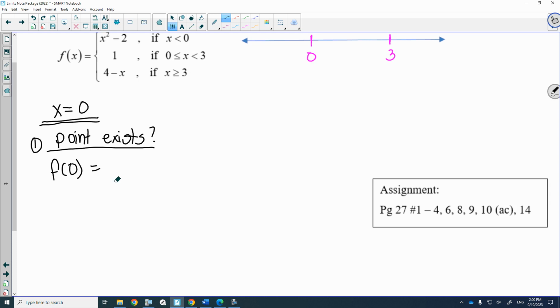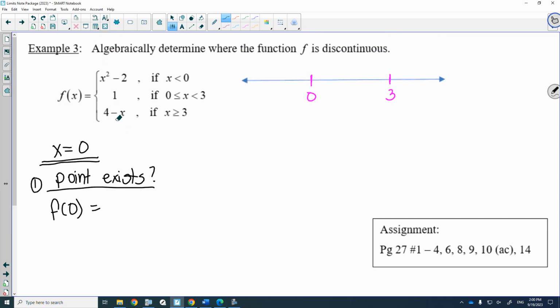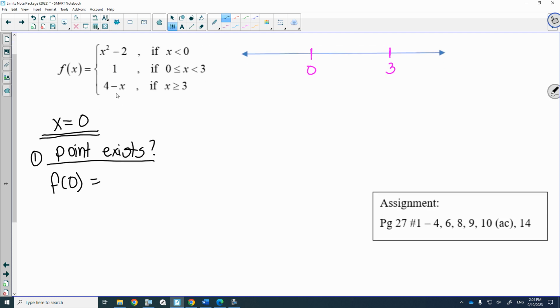Now, I have three functions, 1, 2, and 3. Do you know which function f of 0 is going to go into? It's going to go in function 2 because of this greater than or equal to 0. So f of 0 is equal to 1. That's what it's equal to. Okay, so what that means is that's a point, (0, 1). Point exists. Step 2, does the limit exist?